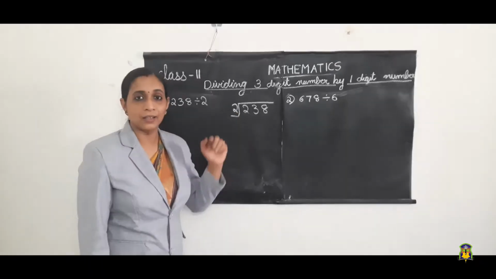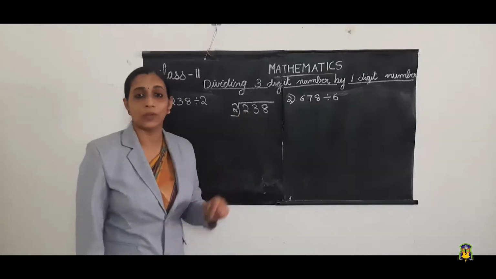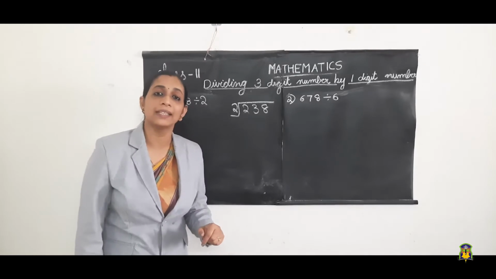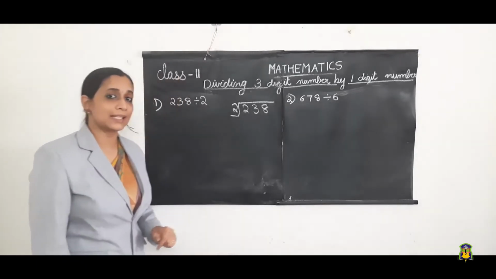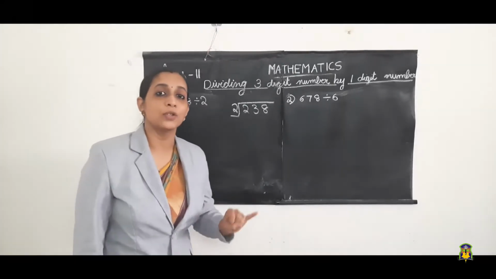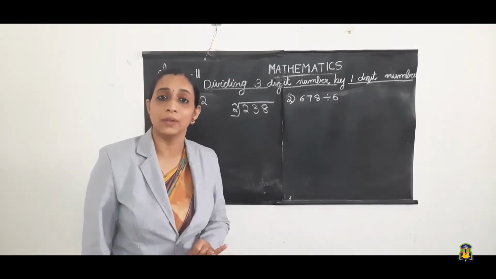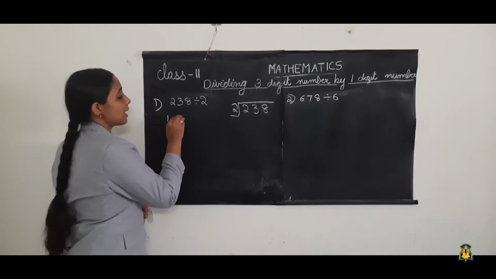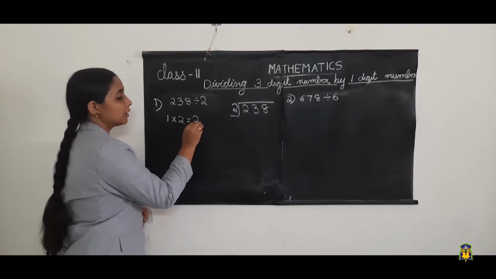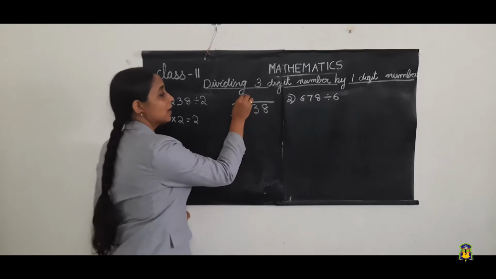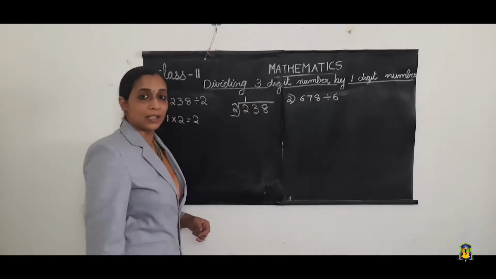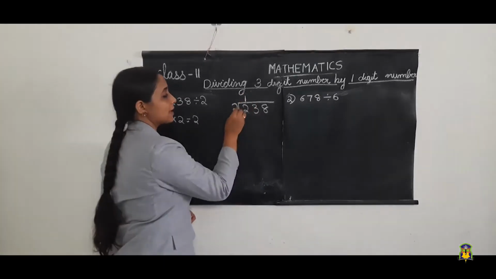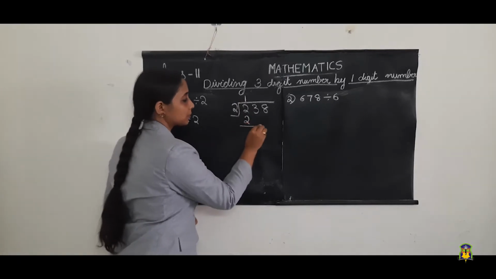And the divisor is 2. Both are the same, so we can divide. How many times is 2 in 2? Let us say the table of 2. 1 2 is 2, 2 2s are 4. We got 1 time 2 is 2. So we write that 1 in the hundreds place. 1 time 2 is 2.